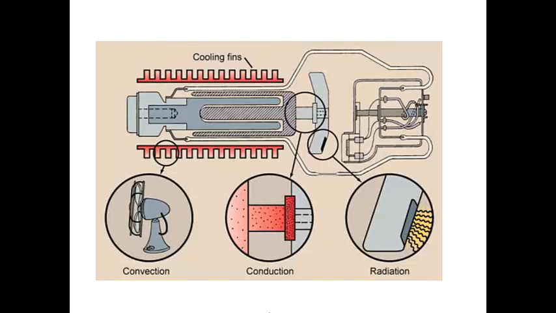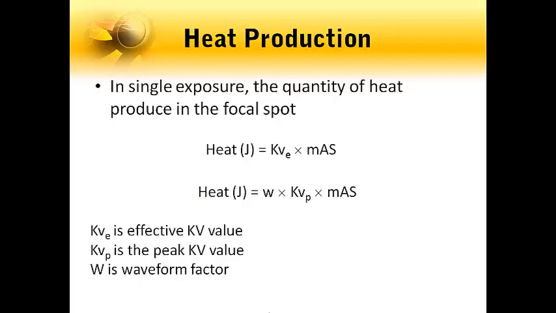When the temperature of the anode exceeds the limits, melting and pitting of the anode can occur, and this will reduce the radiation output of the X-ray tube. If the temperature of the anode increases too rapidly, the anode may crack, and this will make the anode unstable in rotation.